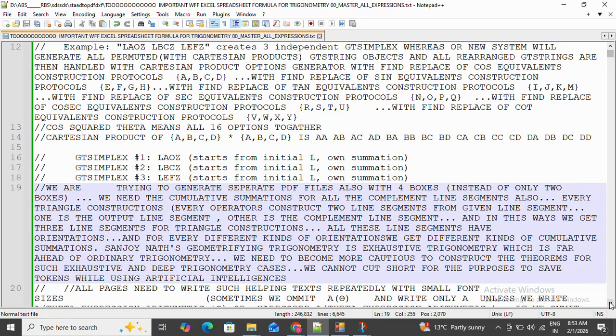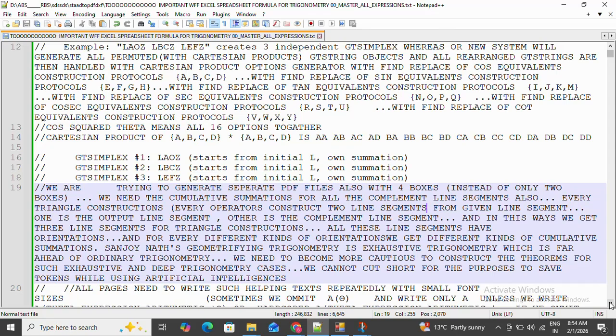So the given line segment, output line segment and the complement line segment, these three line segments are constructing a complete triangle for any such cases, and these triangles are the real numbers, and all the real numbers are the triangles in the Sanjoy Nath's Geometrifying Trigonometry. And in this way, for every real number we first encode it as a triangle, and the calipering and the division operations construct these triangles, and after the triangles are constructed, the multiplication is used for the gluing of these triangles, and after the gluings are done we get the GT simplexes.